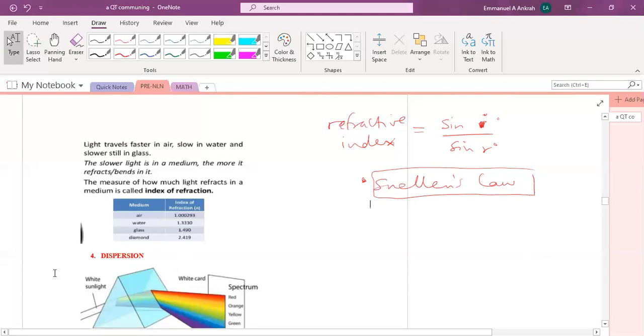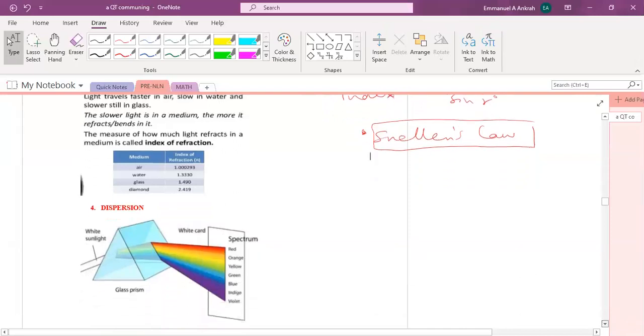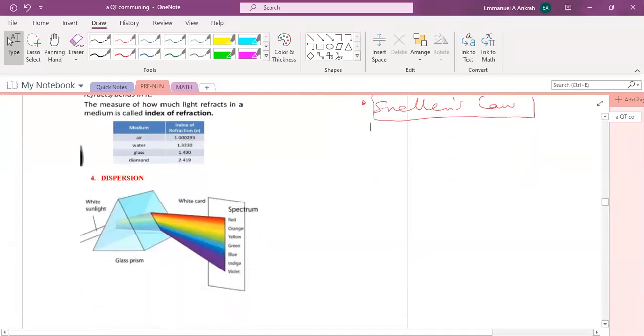Then the last property is known as dispersion of light. When we talk about dispersion of light, it means that if you shine white light, like sunlight, through what we call a glass prism, a triangular glass prism, the white light splits up into different component colors, the rainbow colors. If you combine the rainbow colors, you get the white light, back and forth. So white light is made up of different components.